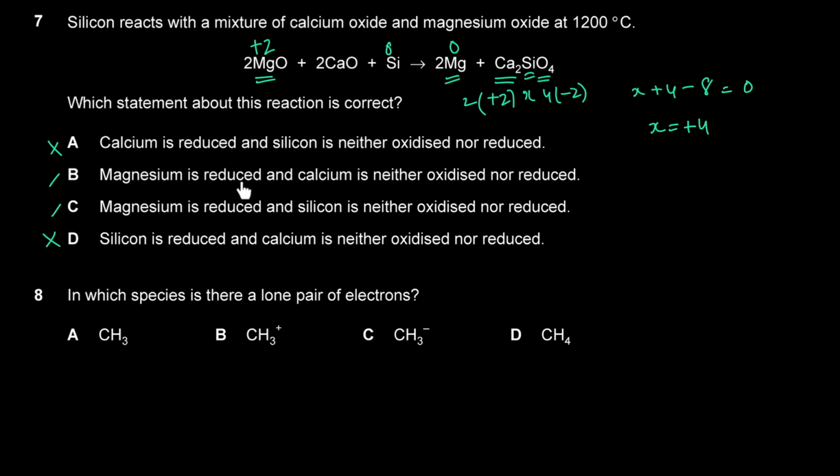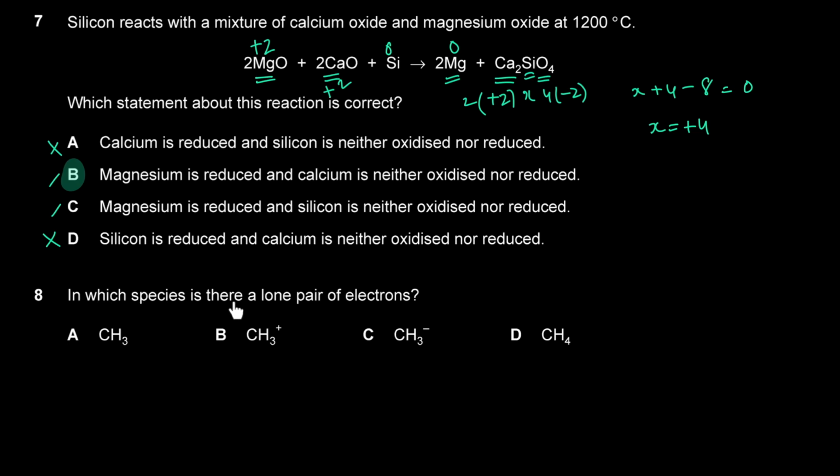So magnesium is reduced and calcium is neither oxidized nor reduced, right? Calcium remains positive 2 in the reactants as well as the products, okay? Silicon is being oxidized. So it's incorrect to say that silicon is neither oxidized nor reduced. Silicon is oxidized, so the answer is B. Magnesium is reduced and calcium is not oxidized or reduced.